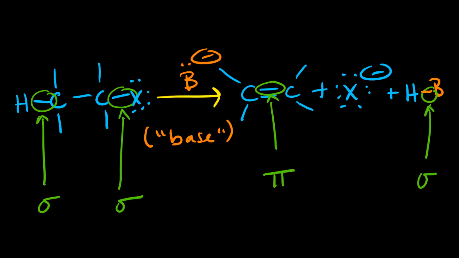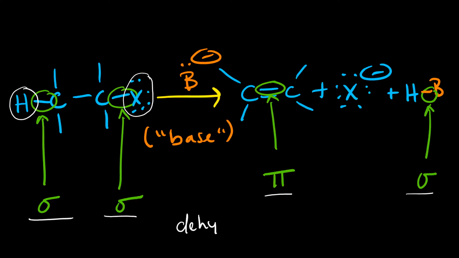Notice that during the course of this reaction, 2 sigma bonds are broken and 1 pi bond and 1 sigma bond are formed. Since during this reaction an equivalent of halogen and hydrogen leave from the organic product, this is called a dehydrohalogenation reaction.